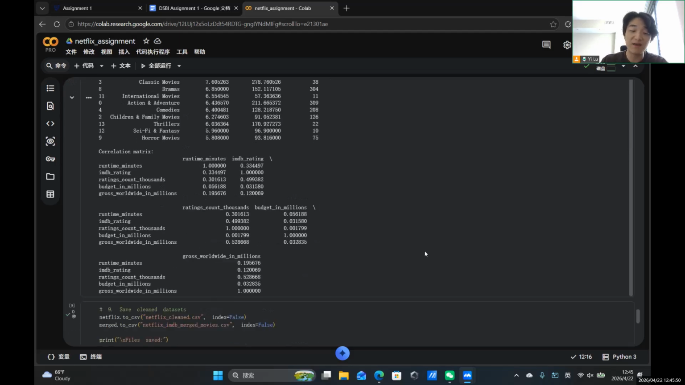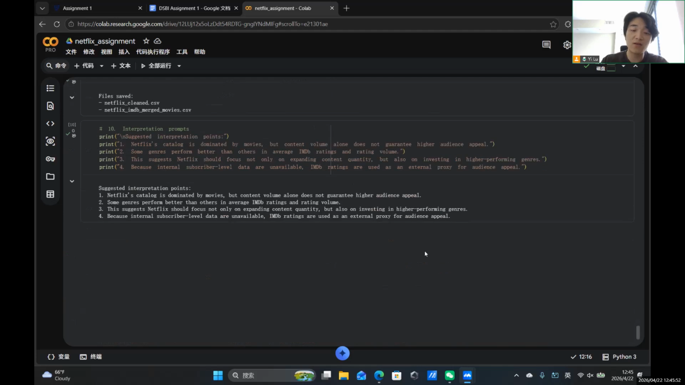In conclusion, Netflix's 2022 subscriber decline reflects the broader challenge in a more competitive and mature streaming market. By combining the Netflix catalog data with the external movie performance data, I found that genre mix, country mix, and content quality all matter. The main takeaway is that Netflix should move from a strategy focused mainly on catalog expansion to one that is more selective, data-driven, and value-oriented.